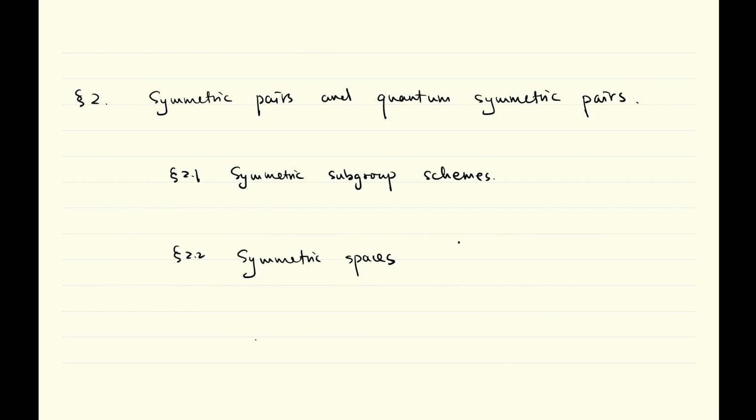All right. So now, everything before now is classical theory, and everything I'm trying to do here is just generalizing that from the group to the symmetric space. So two parts: symmetric subgroup scheme, the generalization of Chevalley group scheme, and symmetric space.